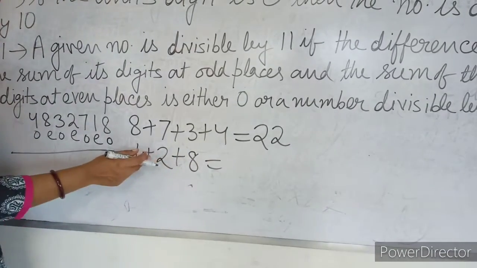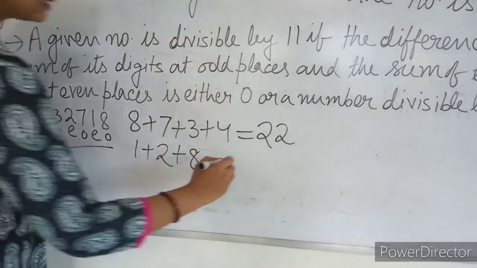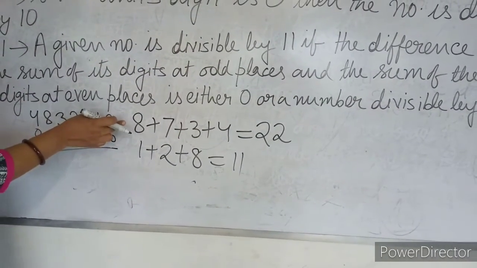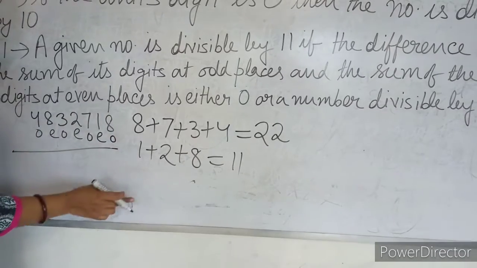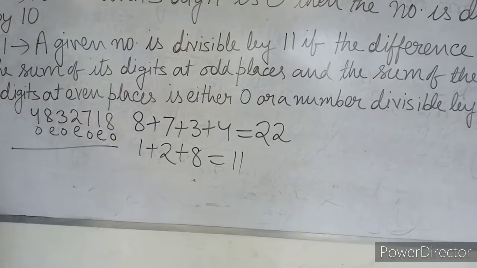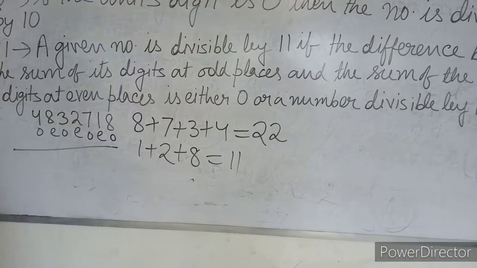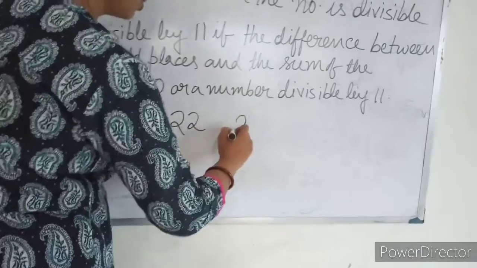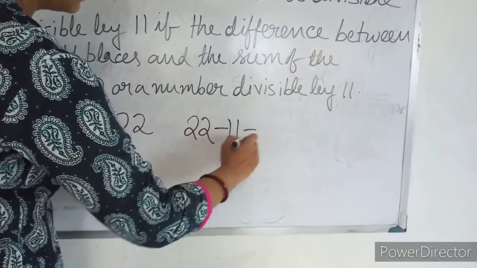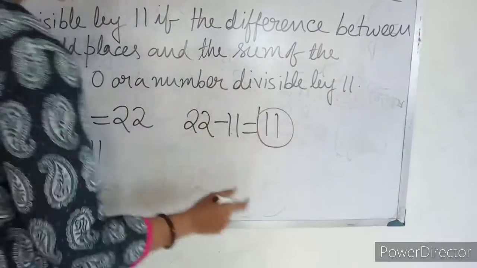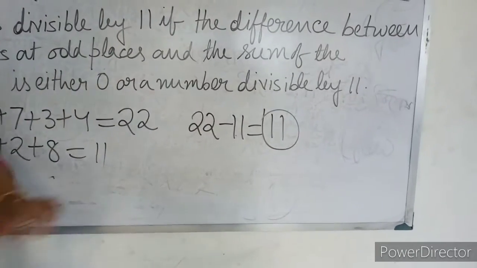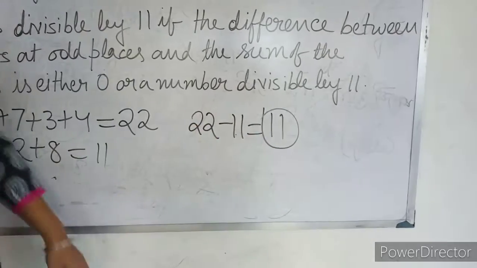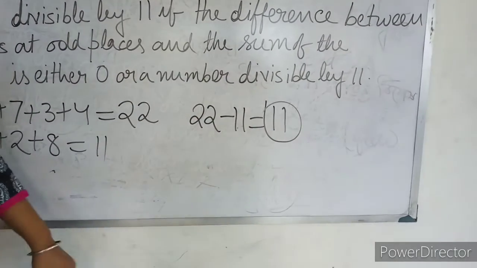So 2 plus 1 is 3, 3 plus 8 is 11. So the sum of the digits in the odd places is 22 and in the even places is 11. Second step completed. Now I have to subtract these two numbers. So subtracting, what do I get? 22 minus 11, my answer is 11. I have to find out whether this number comes out as 0 or 11 or is divisible by 11.